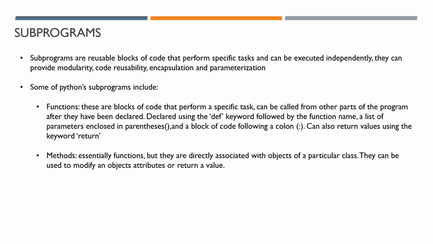Subprograms are reusable chunks of code, like functions and methods. In Python, you can define a function once and use it anywhere in your program. This helps you stay organized and avoid repeating code. It's especially useful when working on larger projects or writing modular code.